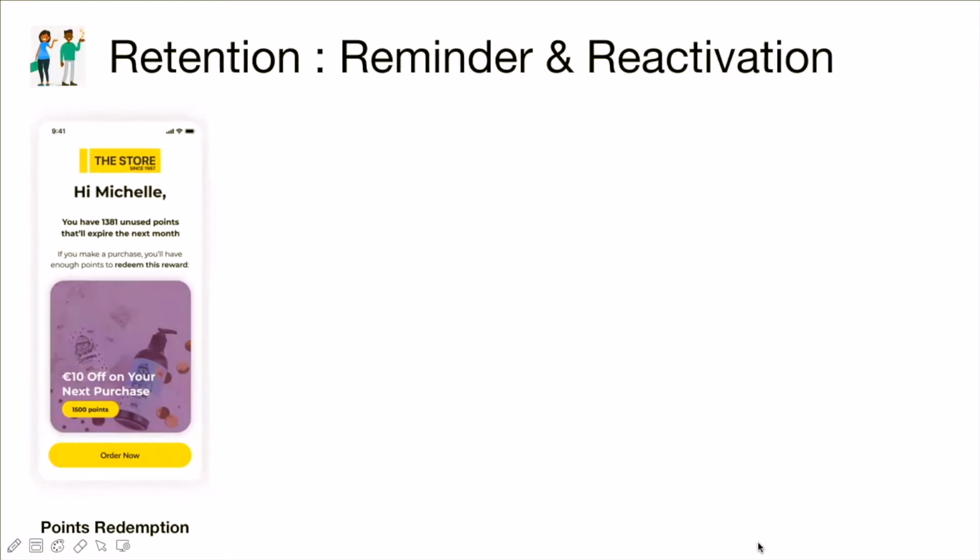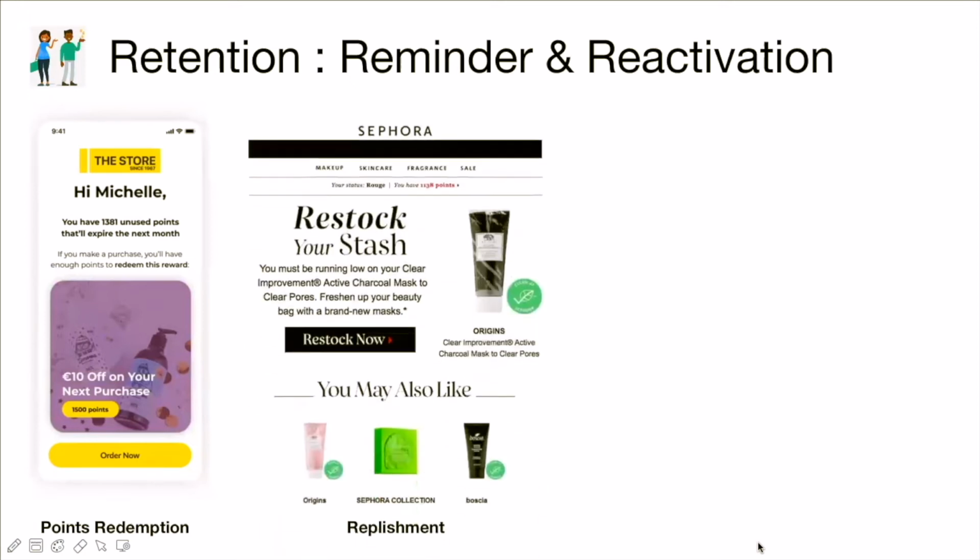Next, let us talk about replenishment campaigns. Replenishment campaigns are sent for products that have a shorter consumption period. To give you an example, shampoo, soaps, or all these daily usage products will have a shorter consumption period. So what these brands who sell these products do is send out a reminder to the user based on a certain time period. They know the time period of consumption of a certain product.